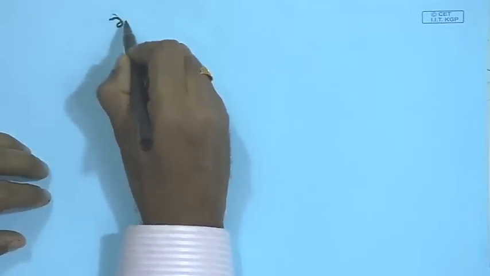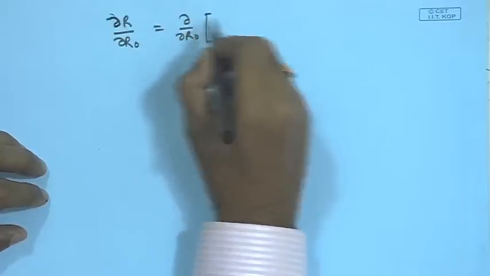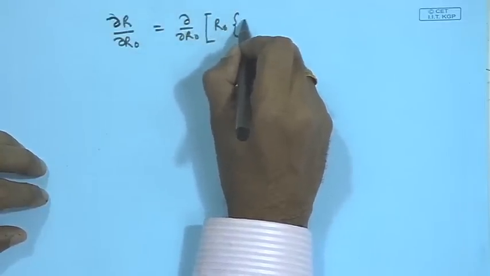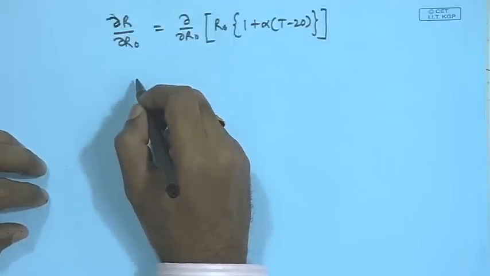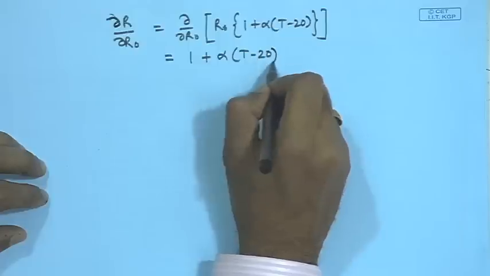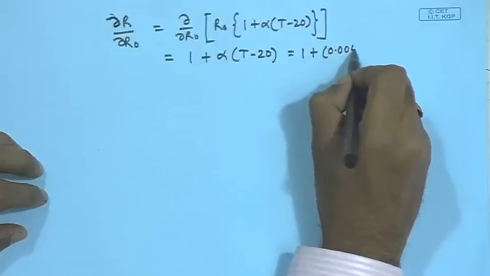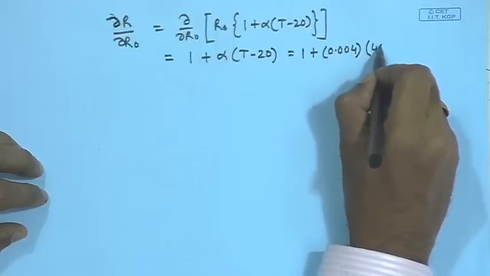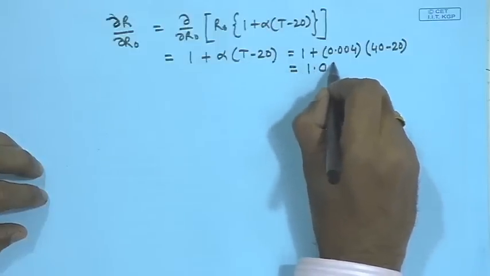So, we need del R by del R0, which is nothing but 1 plus alpha into T minus 20. If I put the numerical values, alpha is 0.004 and T is 40 minus 20, it will come as 1.08.